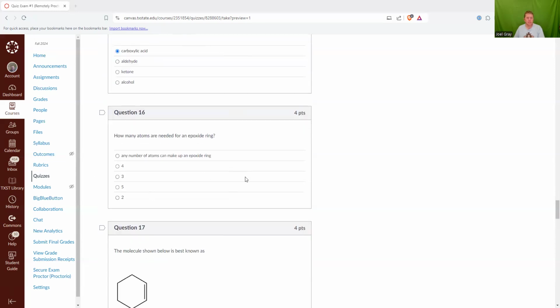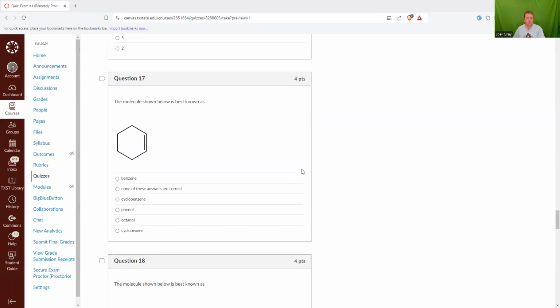Question number 16. How many atoms are needed for an epoxide ring? An epoxide has an oxygen and then 2 carbons. So the correct answer to this is 3. You need 3 atoms for an epoxide ring.